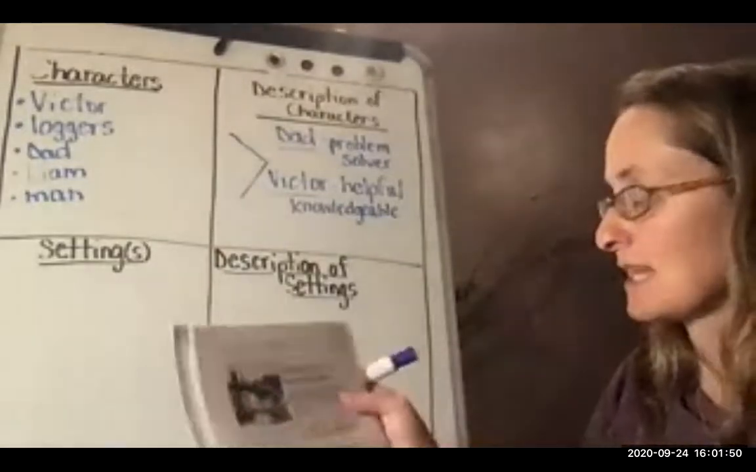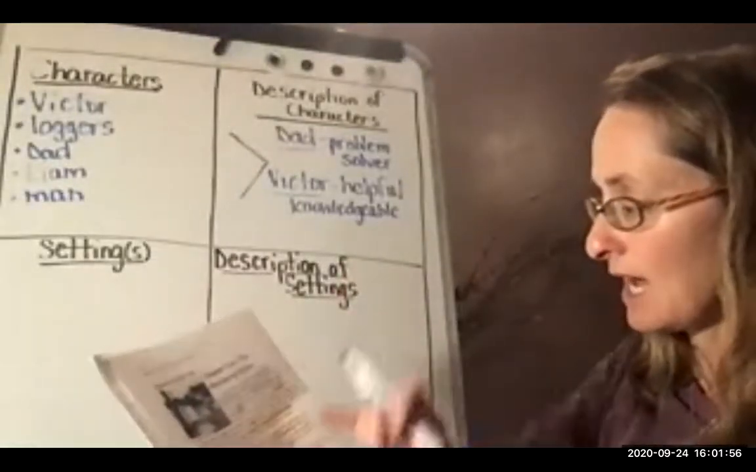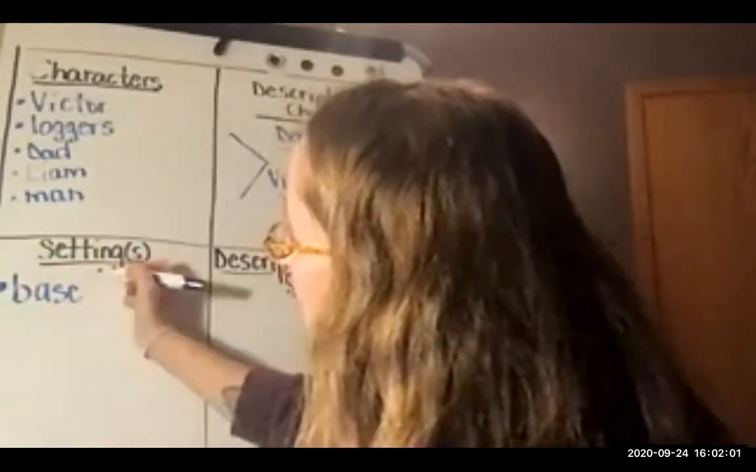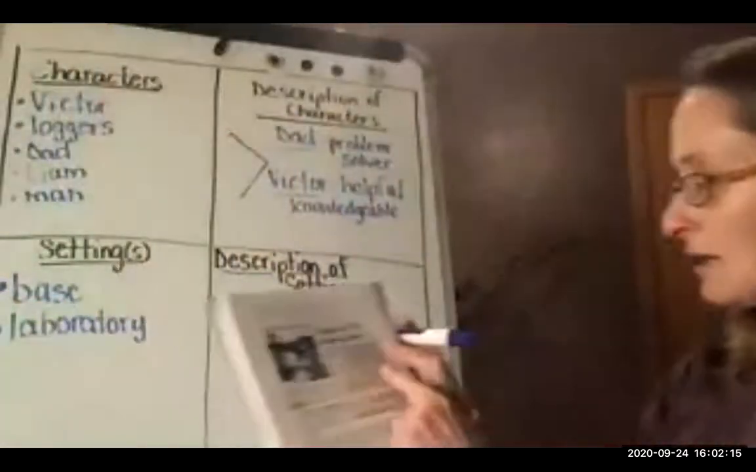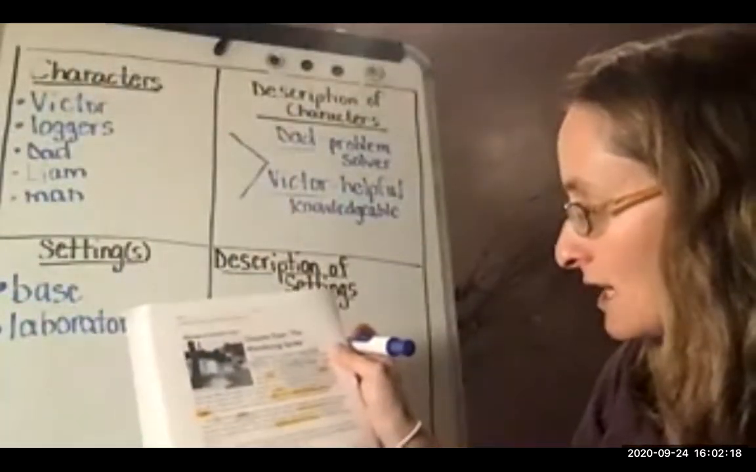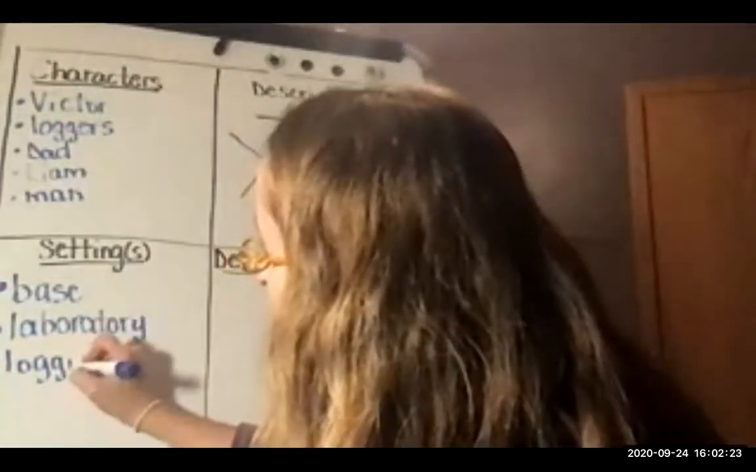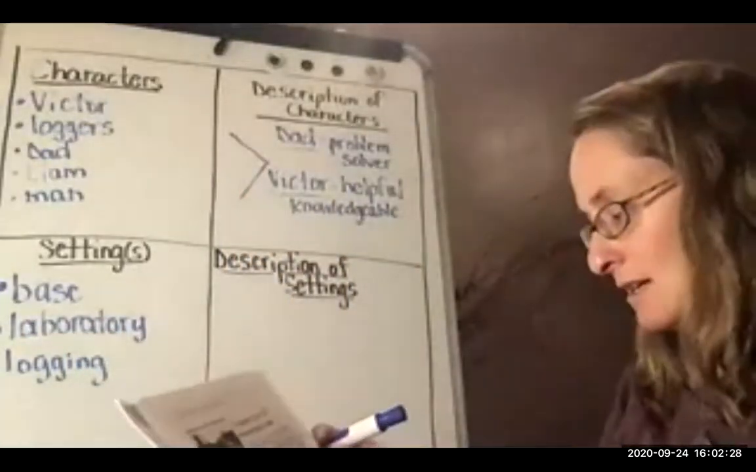All right, so when I think about setting, those were my things that were circled in purple. So when I think about where it took place, I know that they're at their base. That means kind of their home base. So I'm going to put base. I know where it says laboratory. I know the laboratory was at the end of the chapter. But at the beginning, the whole beginning part is talking about the logging that's going on, right, outside the base. So I'm just going to put logging. All right, there's not an actual name for that, but that is part of the setting.